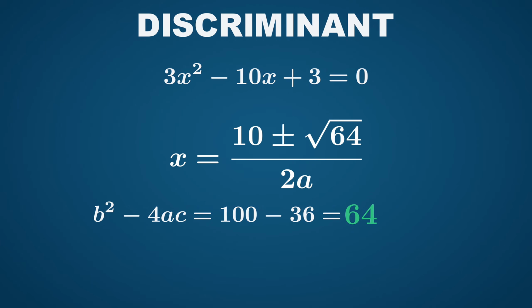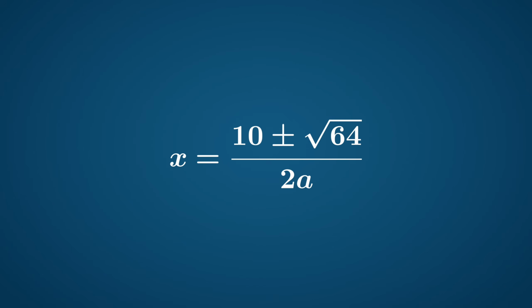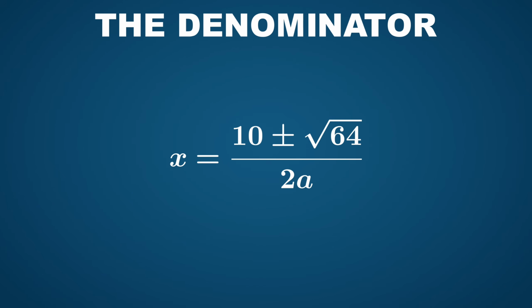This number 64 goes directly inside the square root symbol of our formula. So the top part is 10 plus or minus the square root of the number 64. We need to mathematically divide all of this by the lower denominator of the formula. The denominator portion is simply the number 2 algebraically multiplied by a.